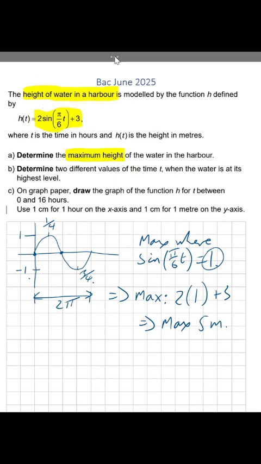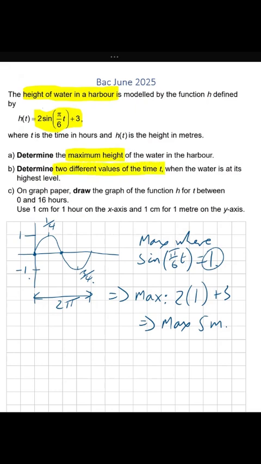The second says, determine 2 different values of the time t when the water is at its highest level. Do I have my highlighter? I don't. Here, I'll stick it back on again. Okay, I want 2 different values of the time t when the water is at its highest level.